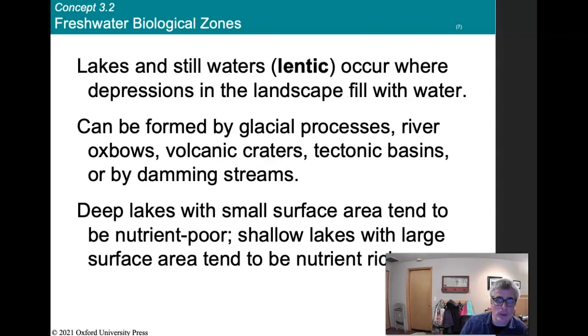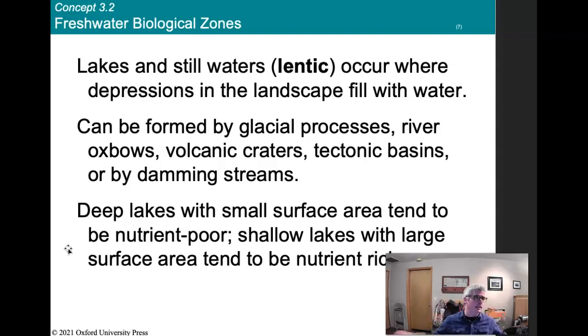So lakes and still waters are referred to as lentic. They occur where a depression in the landscape fills with water. They can be created in a variety of ways. There is a big difference between a small surface area deep lake and a shallow lake with the same amount of volume. So you can think about, what's a good analogy? You could think about having a bucket of water, 5 gallons of water, and you could leave that 5 gallons of water in a bucket, and it's reasonably deep and has a reasonably small opening.